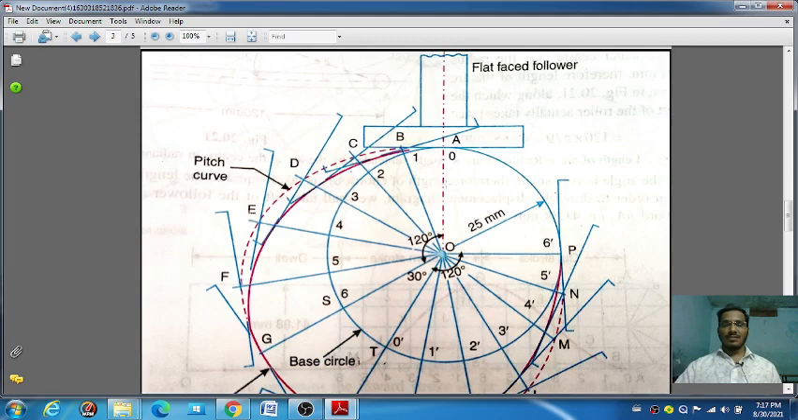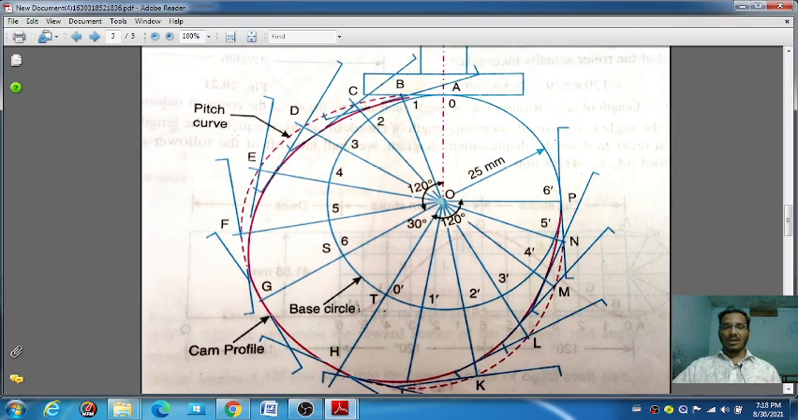Okay, this is your flat surface follower. First I make the cam circle with the radius of 25 mm. With the help of a compass I make this cam profile. So this is your textbook figure. This is not created by me, this is from your textbook, but you can construct this with accurate values. This is your follower, and this angle is the outstroke, 30 is the dwell, and 120 is the return stroke. Okay, what are these lines?